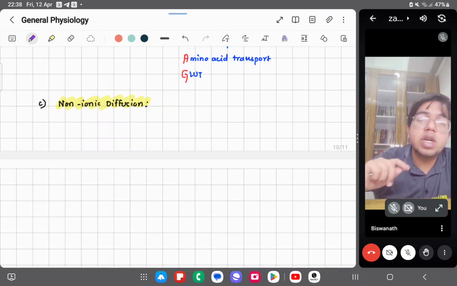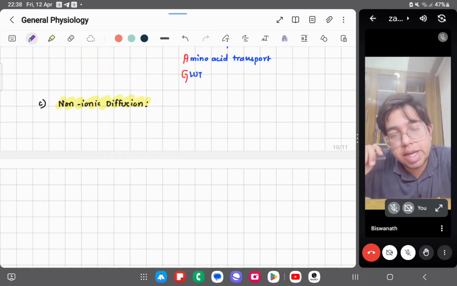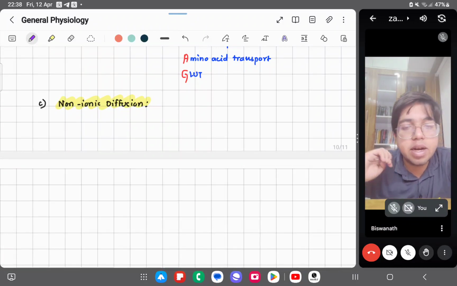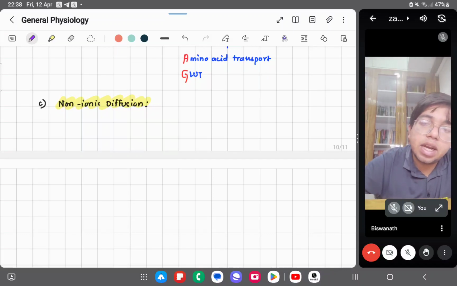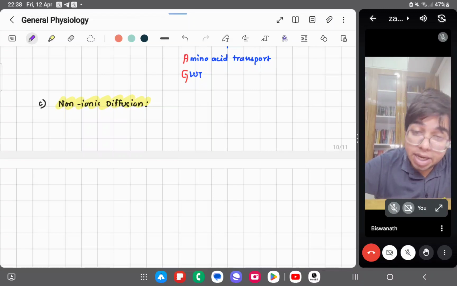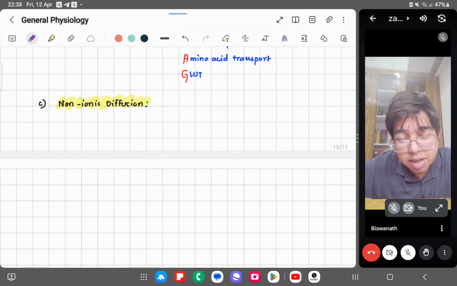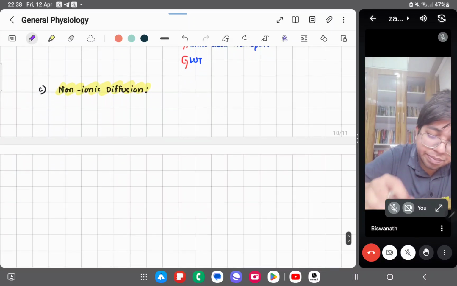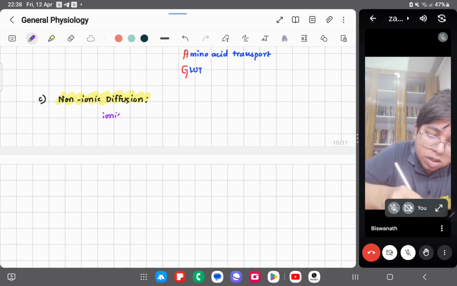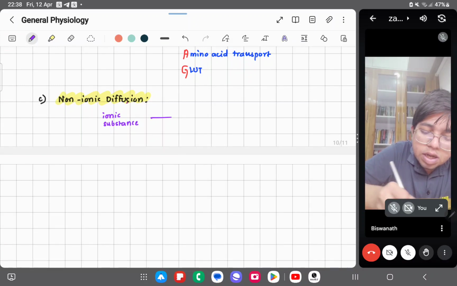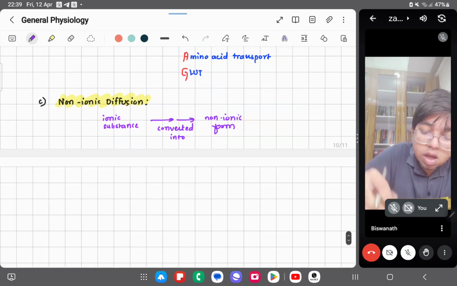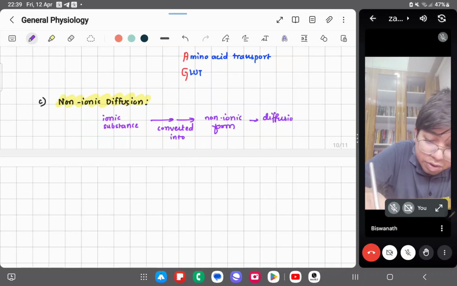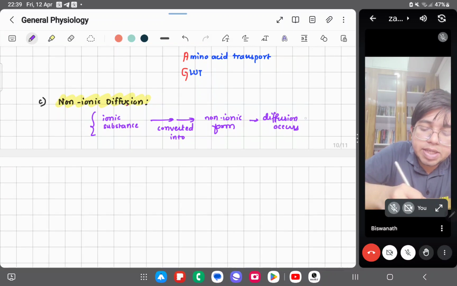So if the ammonia, the NH3, gets secreted from the PCT, it gets secreted by simple diffusion. But if ammonia is secreted by the, sorry, not the DCT, the collecting duct, then it is secreted by non-ionic diffusion. Non-ionic diffusion means some ionic substance is converted into non-ionic form and is diffused. Diffusion occurs. This is the basic concept.